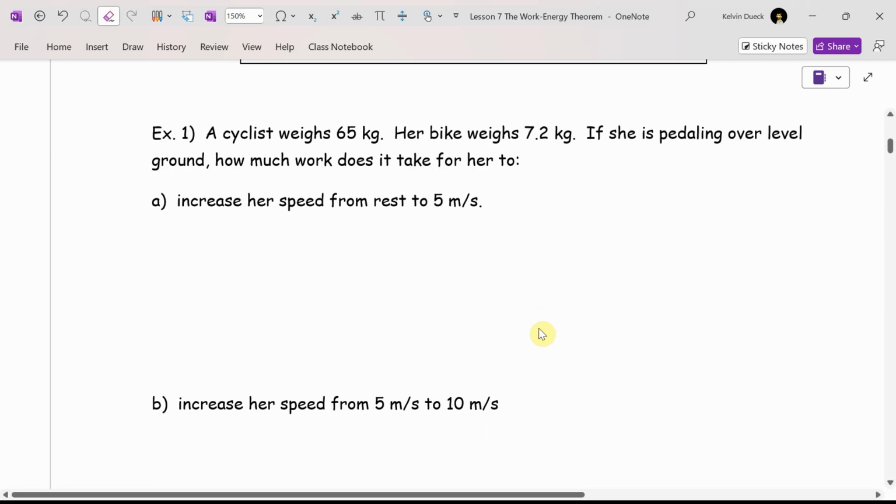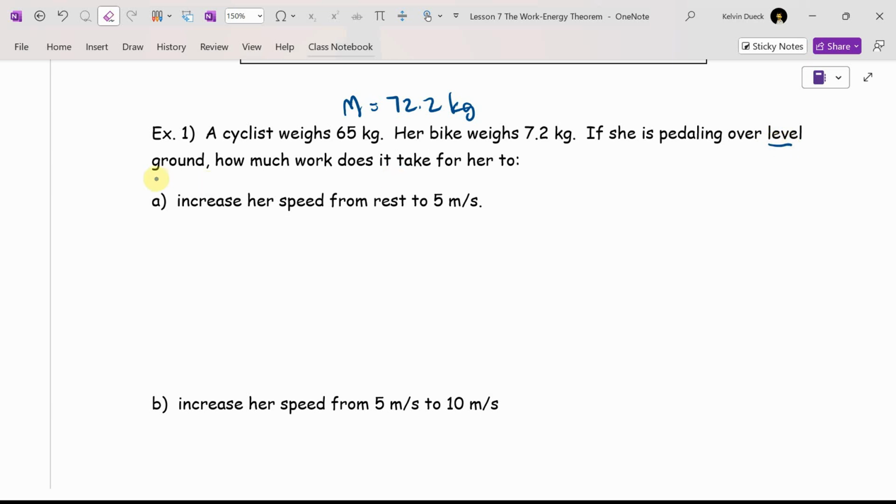Well, example 1 says this. A cyclist weighs 65 kilograms. Her bike weighs 7.2 kilograms. So I'm just going to make a little note here. What's the total mass we're talking about? 65 plus 7.2, 72.2 kilograms. If she's pedaling over level ground, underline the phrase level ground. You'll see why.